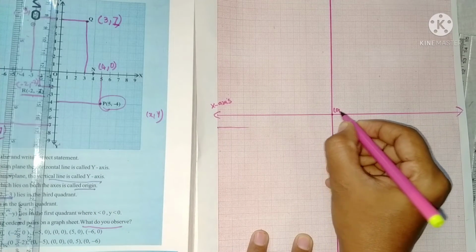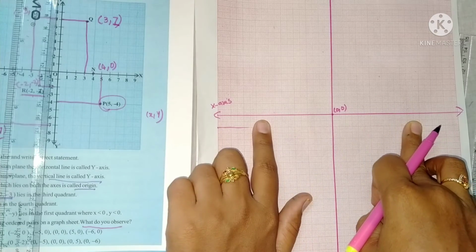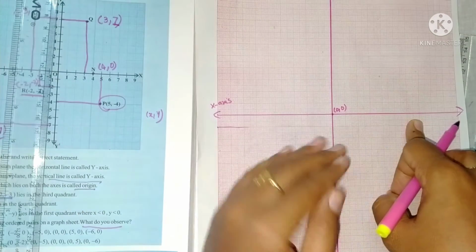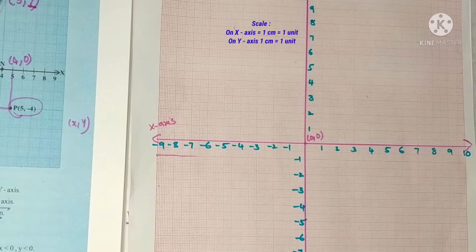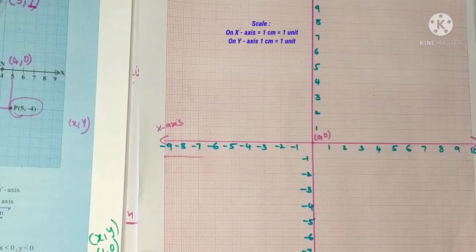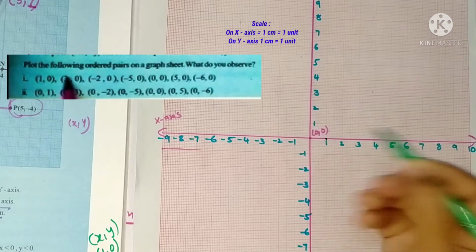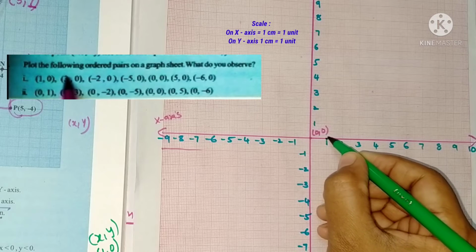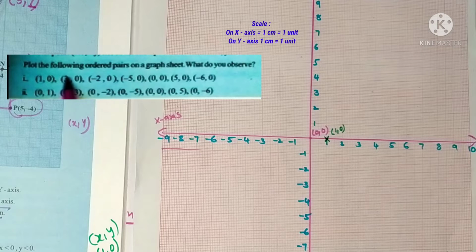Now, we know this middle one is the origin (0, 0). Right side of the origin is positive, left side negative, above positive, down negative, and the scale on both axes is 1 centimeter equal to 1 unit. What is the general form of the point? (x, y). Compare with (x, y), this is (1, 0). So x is 1 and y is 0, that means this only. Just mark it and write the name (1, 0).